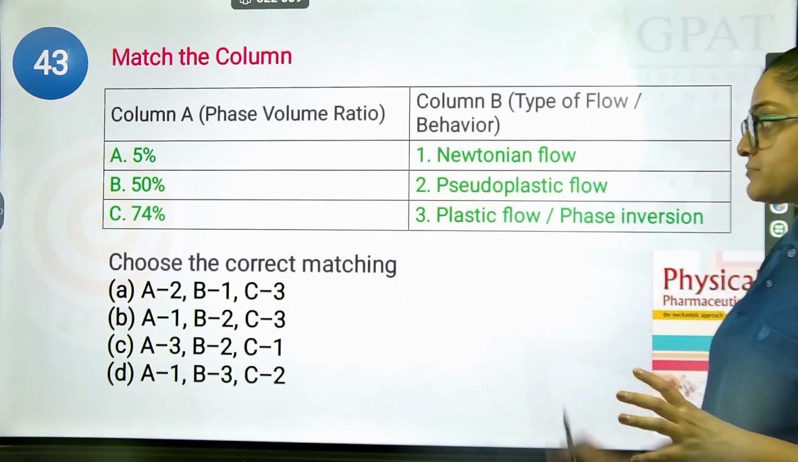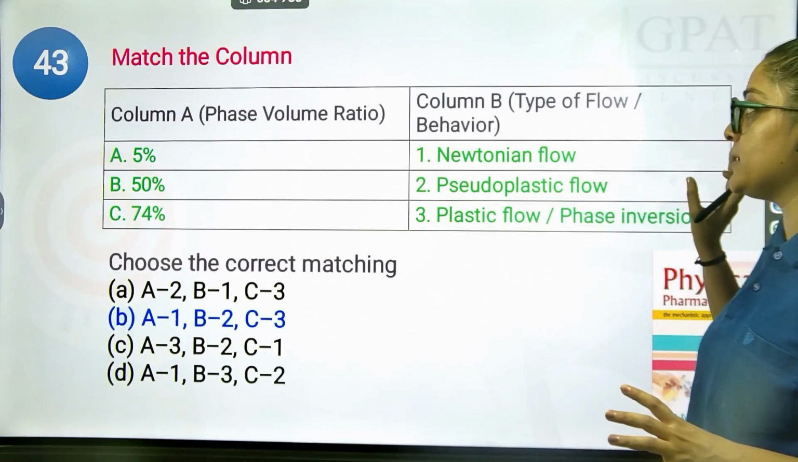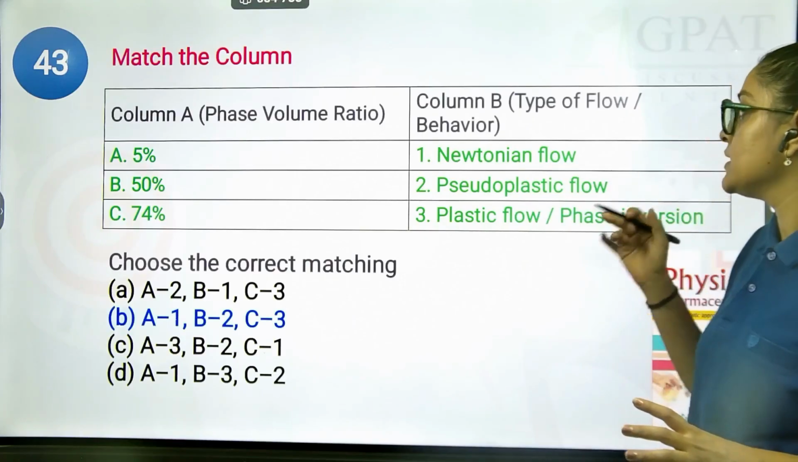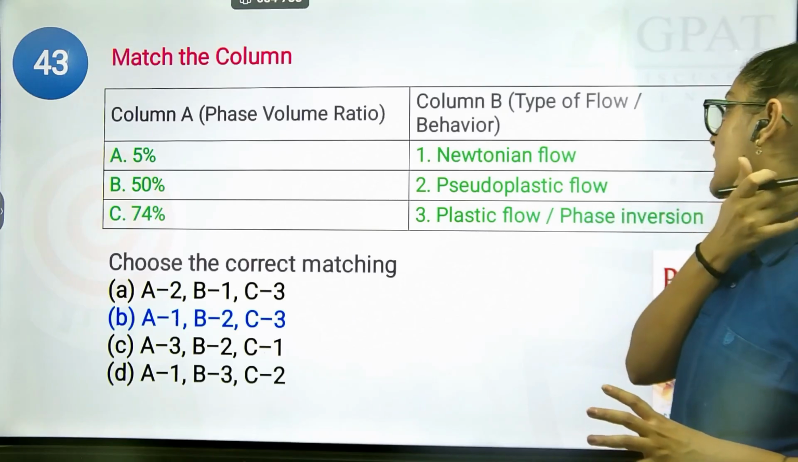Then we have A. Then for the A, which will be, no, actually, there is a little bit mismatch here, phase volume ratio and the type of the flow.